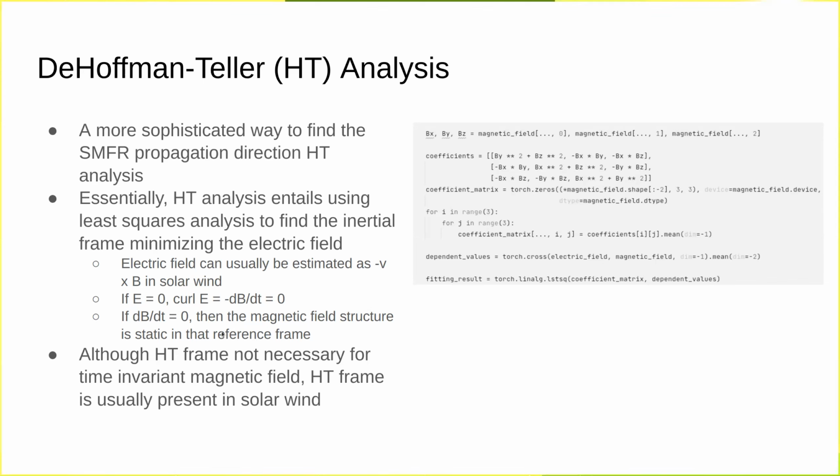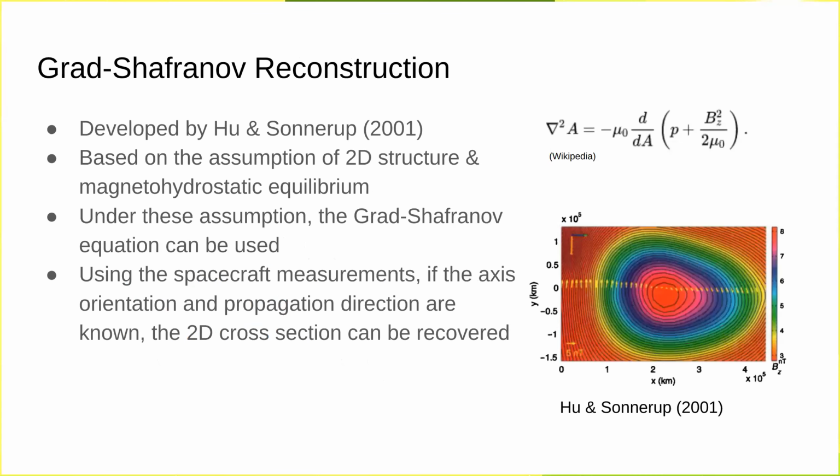So it's a sufficient but not necessary condition, basically. The electric field could be not zero, but the magnetic field could still be not changing. But if the electric field is zero, then that means that the magnetic field is not changing. On the other hand, usually in the solar wind, you can find the Hoffmann-Teller frame where the electric field is zero. So that's used in the GS methodology, which is what PyMFR's detection methodology is based on.